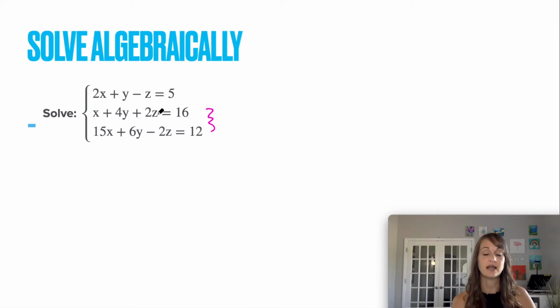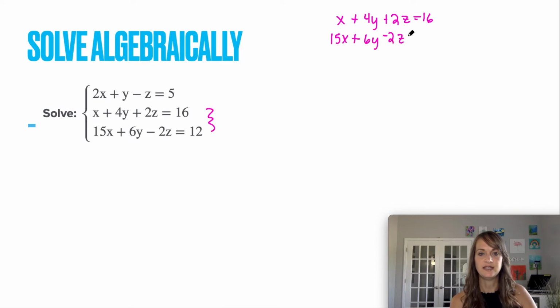So what I'm going to do is add the second and the third equation together. When I do that, I'll get x plus 4y plus 2z equals 16, and then 15x plus 6y minus 2z equals 12. When I add these together, the z's eliminate, leaving me 16x plus 10y equals 28.